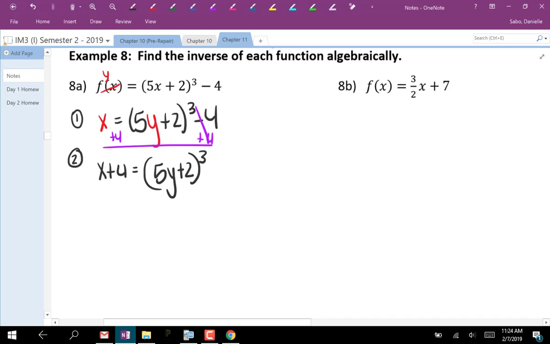Okay. Now, again, we're solving for y. It's inside this parentheses. We got to get it out. We got to get it alone. It wants to be by itself. In order to get rid of a cubed, you have to do the inverse. Does anyone know the opposite or the inverse of cubing something?